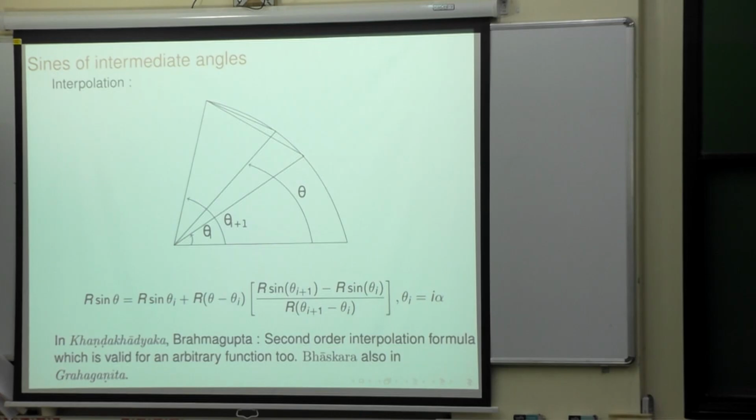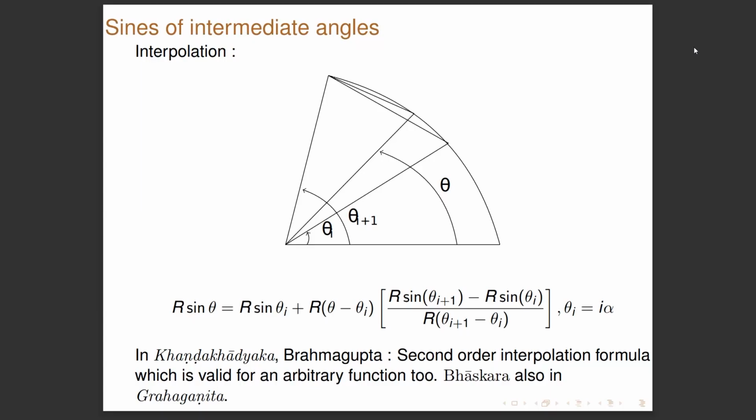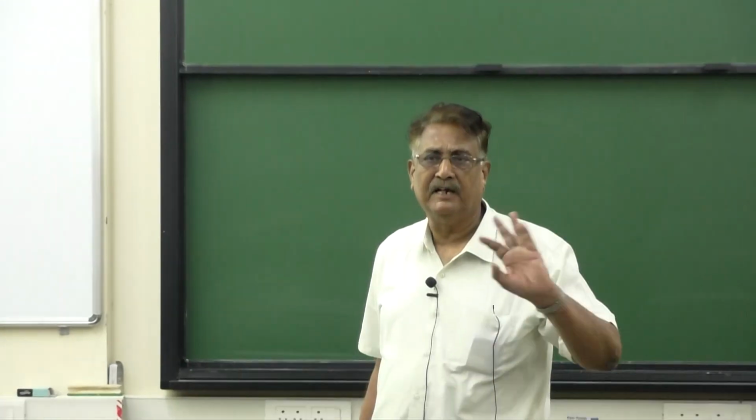Why is that? It is easy to understand. Between theta i plus 1 and theta i, this is the difference for this arc difference. So what is the difference for the arc difference theta minus theta i? It is just the proportionality principle, and then you have to add the value for this. This proportionality principle is used everywhere in Indian astronomy and mathematics, and it is there in Ptolemy also.